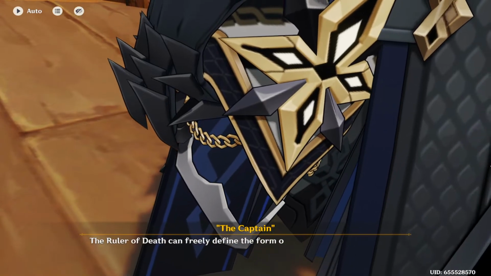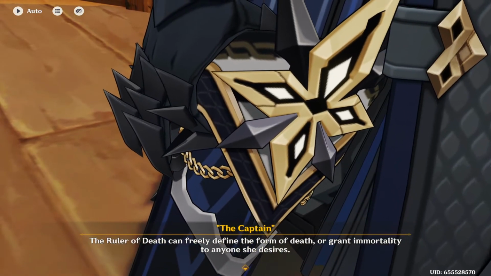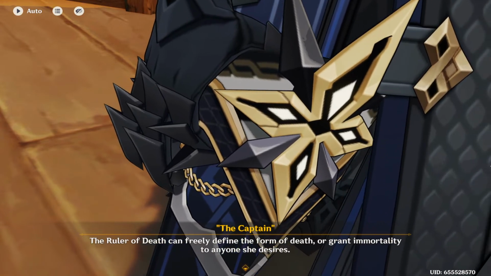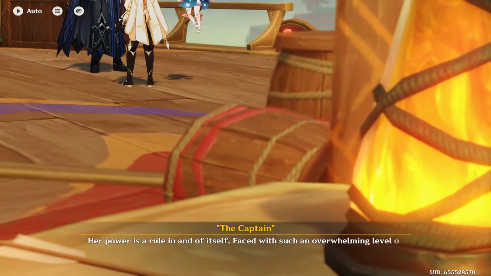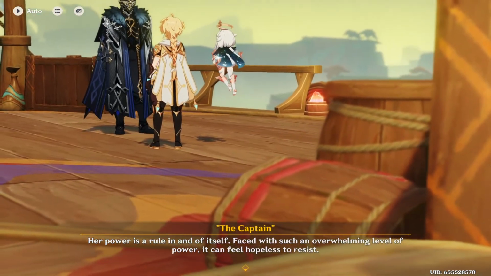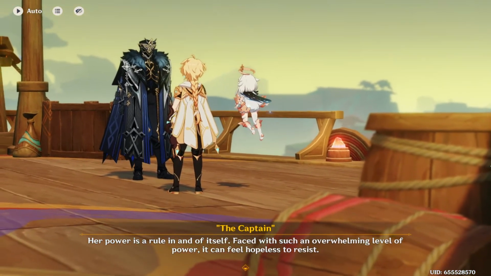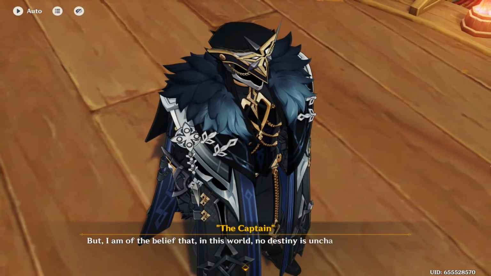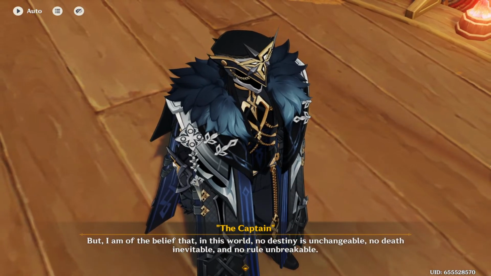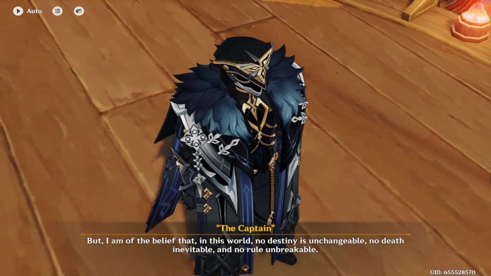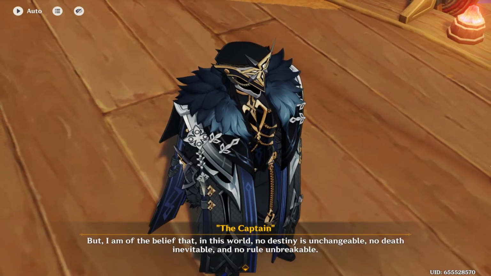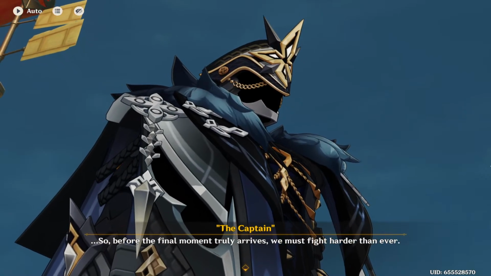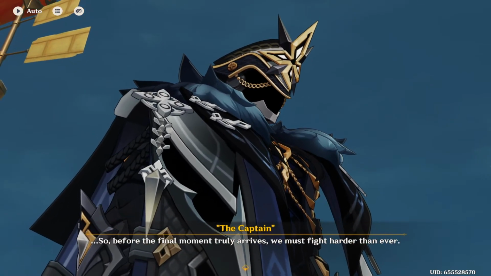The ruler of death can freely define the form of death, or grant immortality to anyone she desires. Her power is a rule in and of itself. Faced with such an overwhelming level of power, it can feel hopeless to resist. But I am of the belief that, in this world, no destiny is unchangeable, no death inevitable, and no rule unbreakable. So, before the final moment truly arrives, we must fight harder than ever.